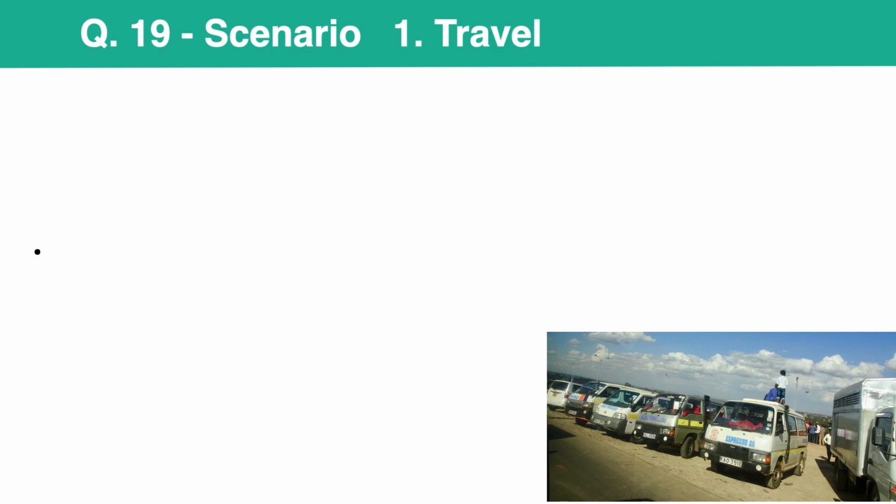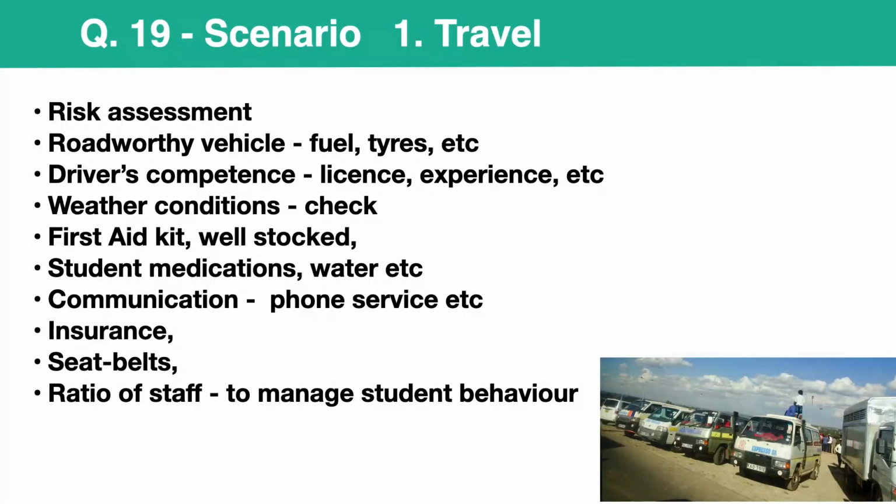Other points you need to think of are things like checking your vehicle's roadworthy, your driver is competent and licensed and experienced, that you've checked the weather conditions currently, you've got all the equipment you need, like first aid kits, medications, water, communication device, like is there going to be phone service, or will you need to take some sort of a satellite phone or radio? Is your vehicle insured? What are the seatbelts like? And, as I said, what kind of ratio do you need? Is 1 to 10 okay for this journey? You do have a couple of students who've got conditions, but they're also leaders, so you'd need to do a bit of a risk assessment on that.